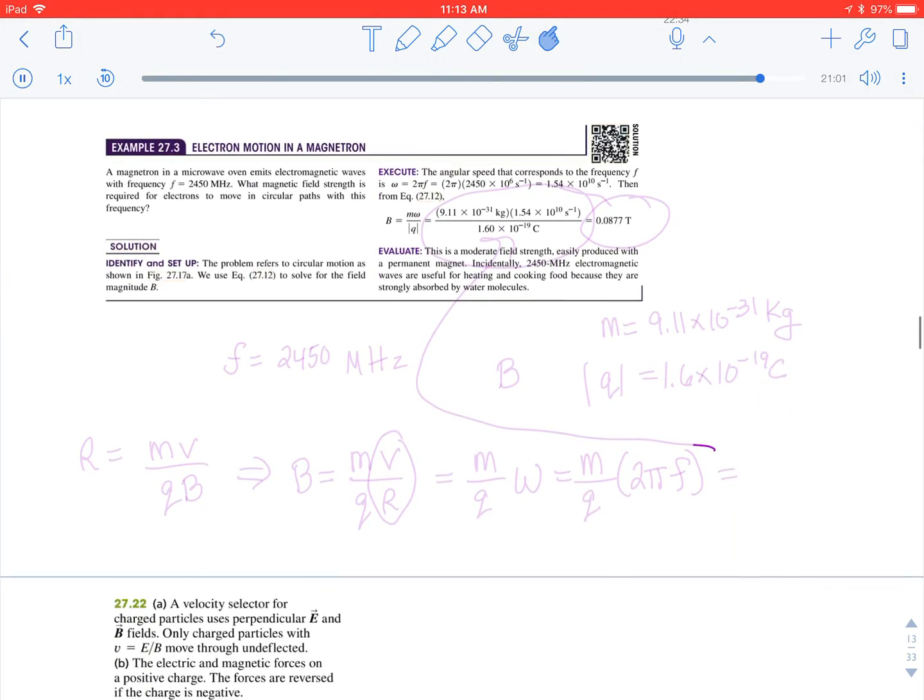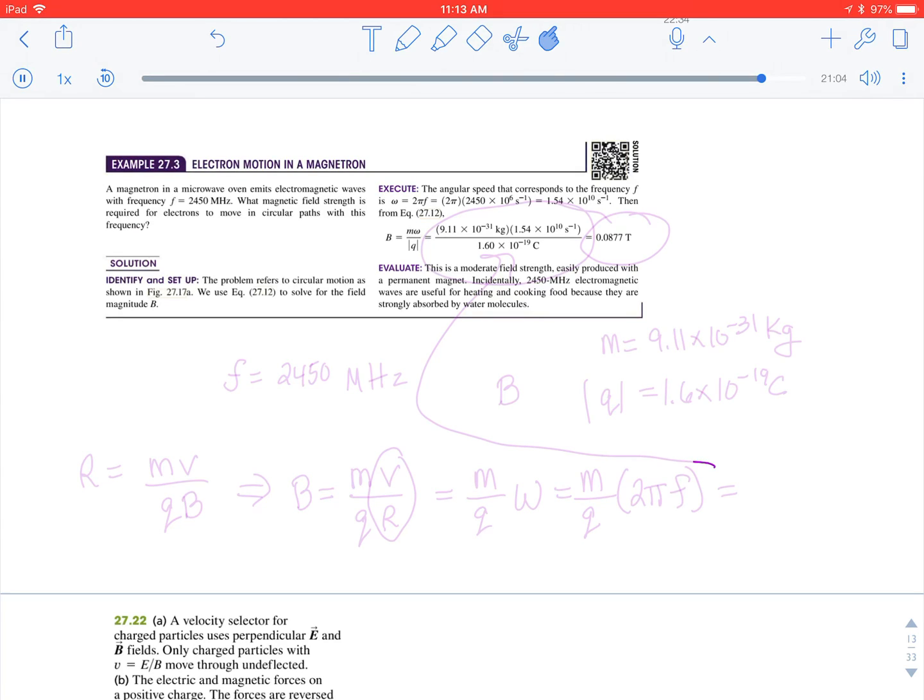The last thing I'm going to look at today is just an example problem. So you have a magnetron in a microwave emitting electromagnetic waves with a frequency of 2450 megahertz. Okay, so we need to figure out what that means for our magnetic field. Okay, we know it's an electron. So with an electron, we know that our mass is going to be 9.11 times 10 to the negative 31 kilograms. We know that the magnitude of our charge is going to be 1.6 times 10 to the negative 19 coulombs. So we need to think about our path.